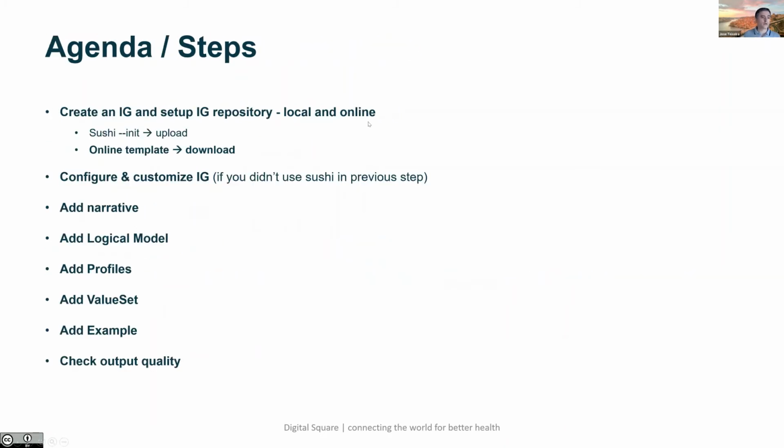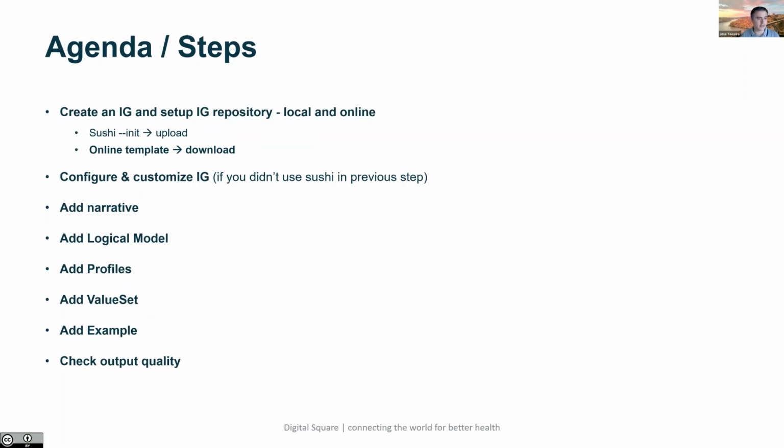What we are going to do first is create an implementation guide and set up the implementation guide repository locally and online. If you remember the previous diagram with the build process, we can do things online and offline. This means that we have to have an online repository and online files, and offline content as well. So basically the choice is, where do we start? Do we start with something local and then upload, or something online and then download? Today I'm going to go online first and then download, which means I need to configure it.